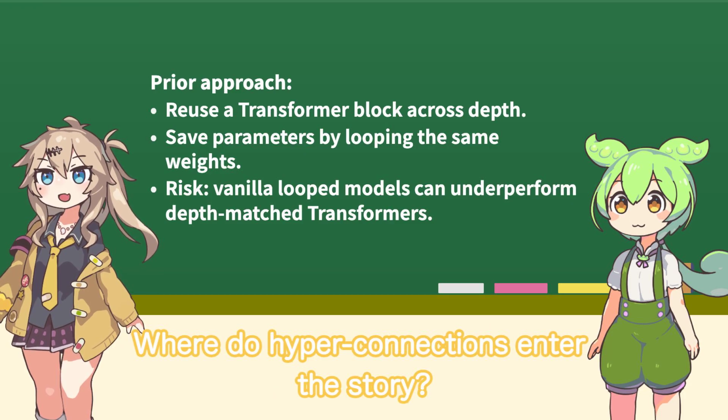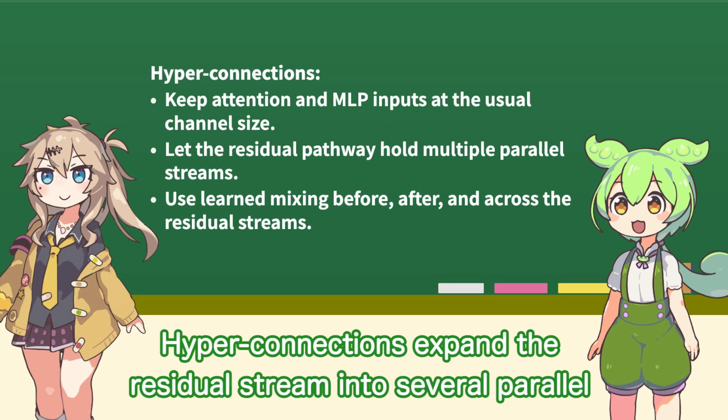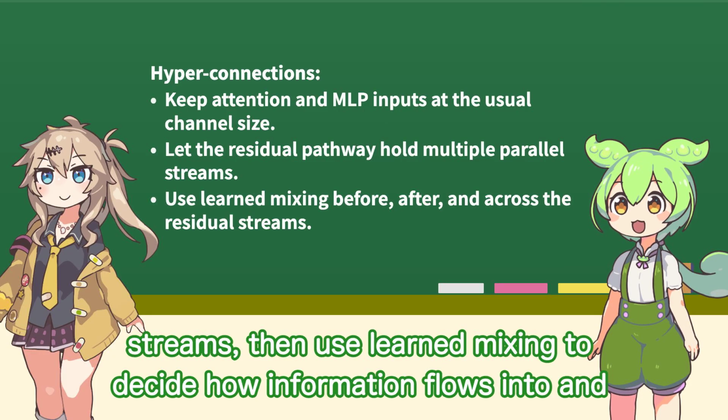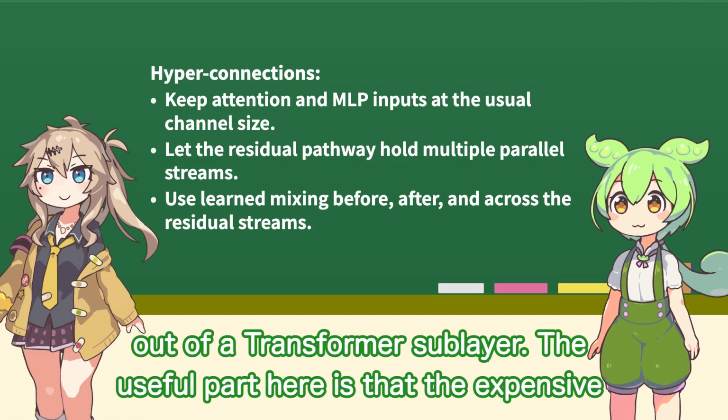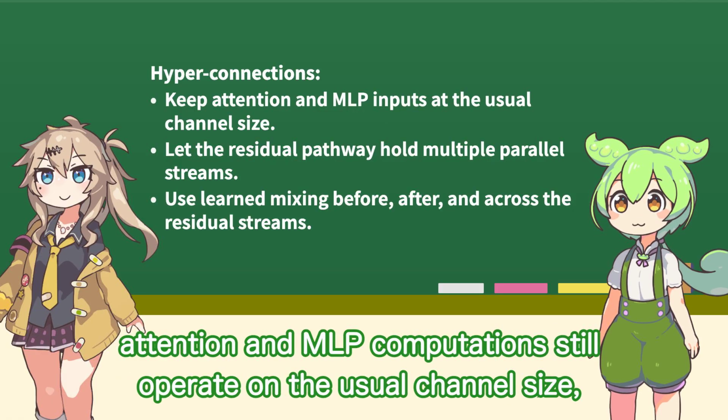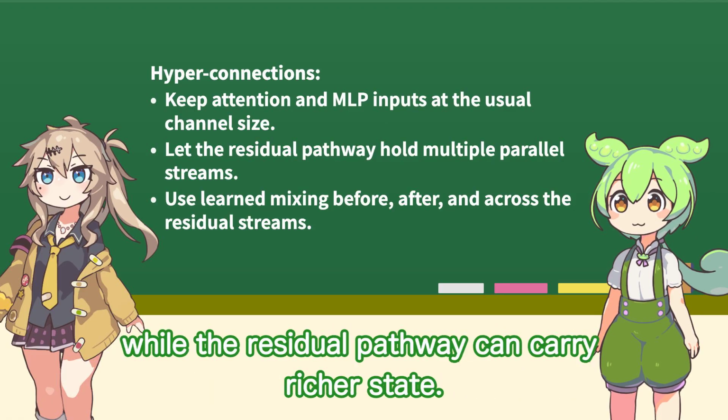Where do hyperconnections enter the story? Hyperconnections expand the residual stream into several parallel streams. Then they use learned mixing to decide how information flows into and out of a transformer sublayer. The useful part here is that the expensive attention and MLP computations still operate on the usual channel size, while the residual pathway can carry richer state.